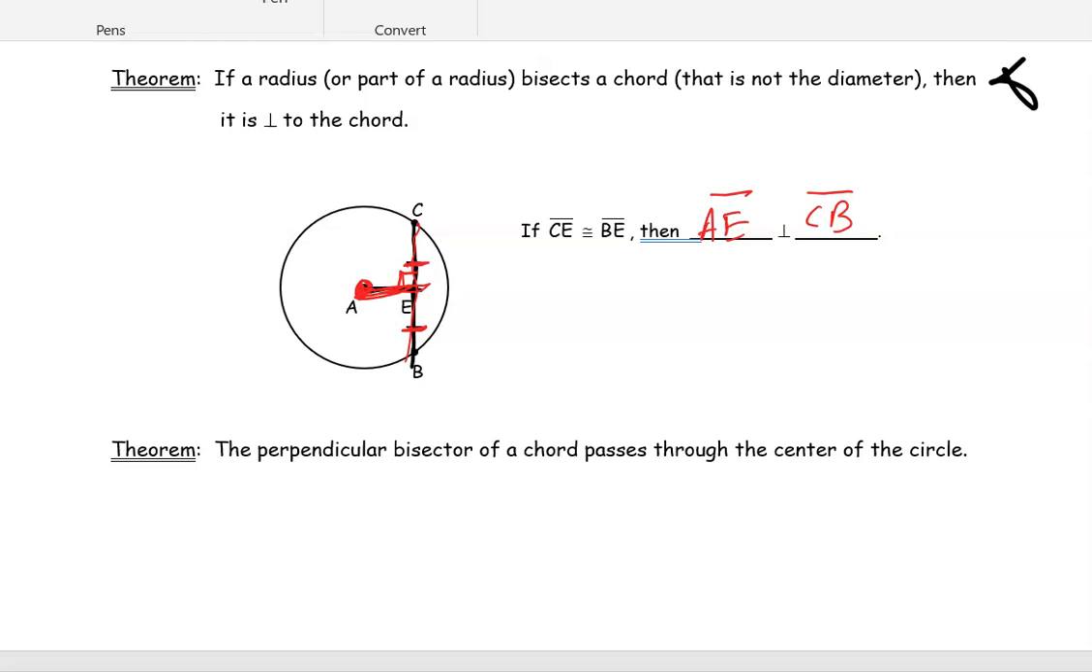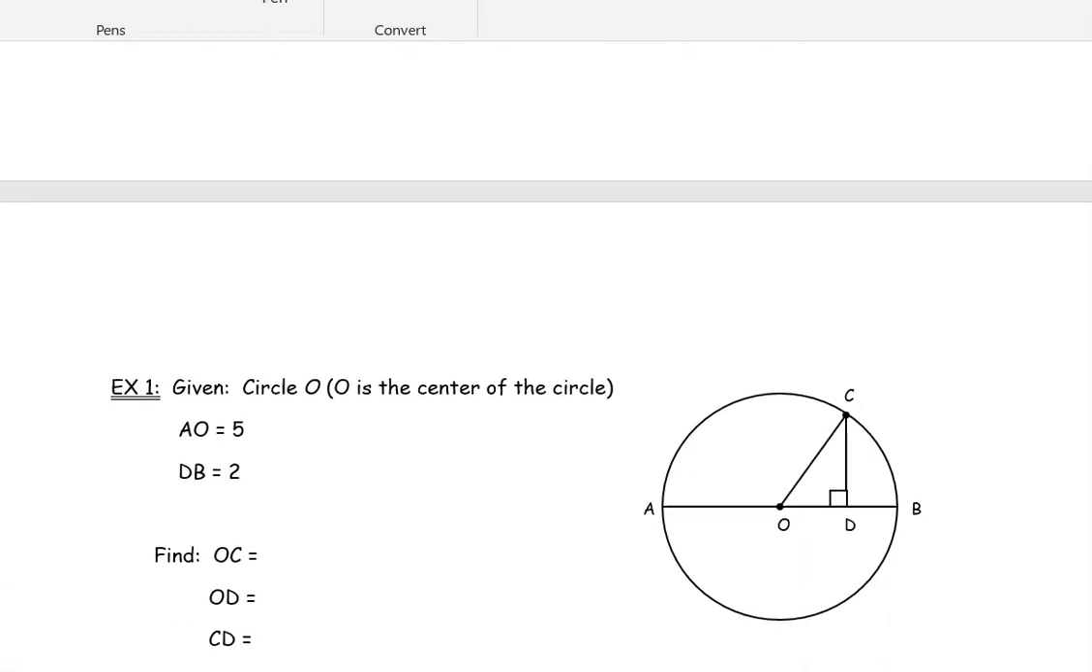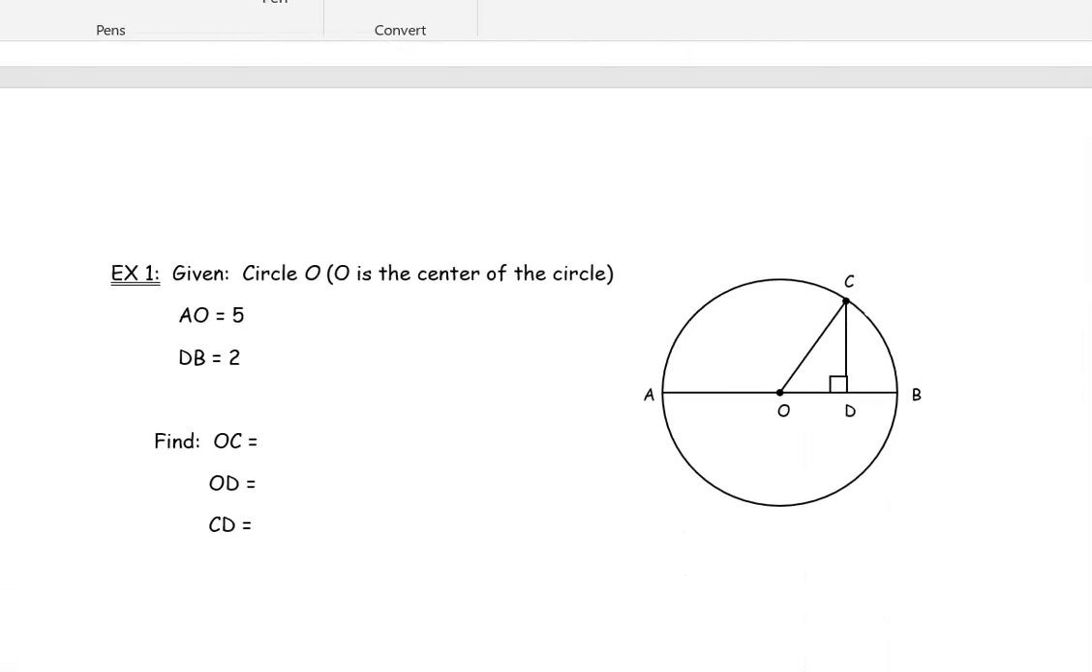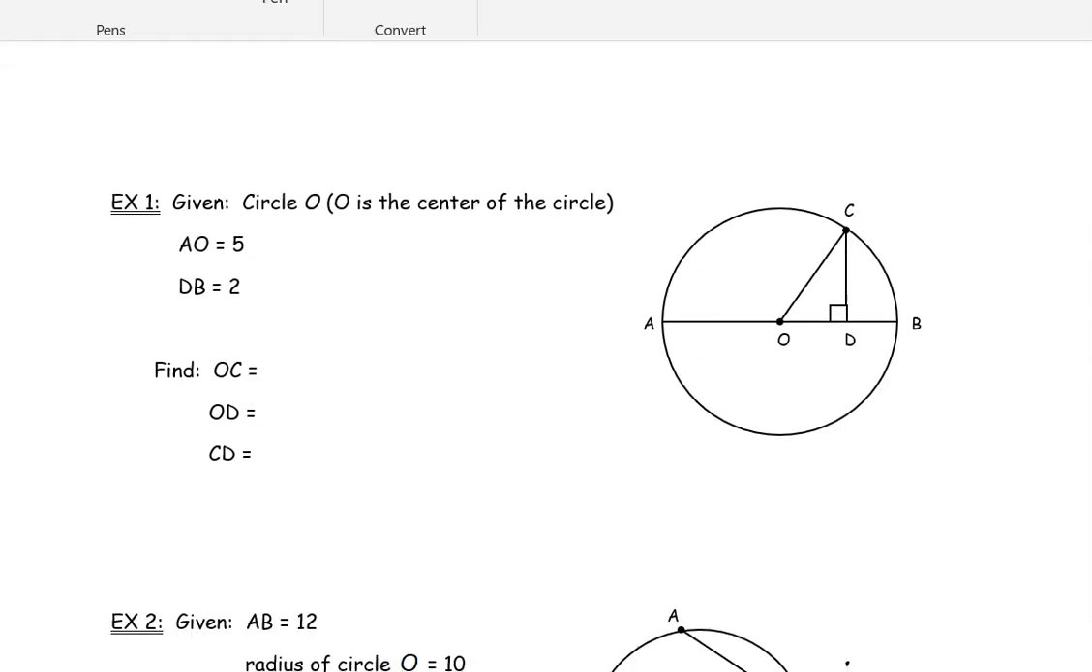Okay, so then using those theorems, we'll go through a few of these problems, see if we can keep all that straight. So for example number one here, it's telling you that AO is 5. So understand what AO is. This is your radius. DB is 2. So this segment right here is 2. So what they want us to then find, using those two measurements, is OC, OD, CD.